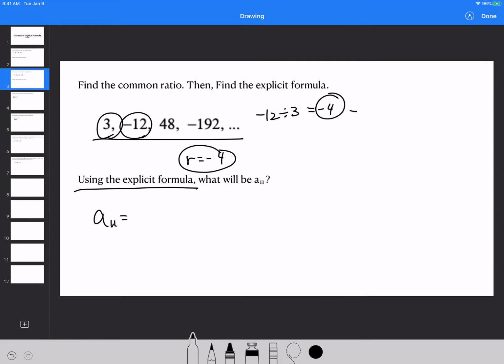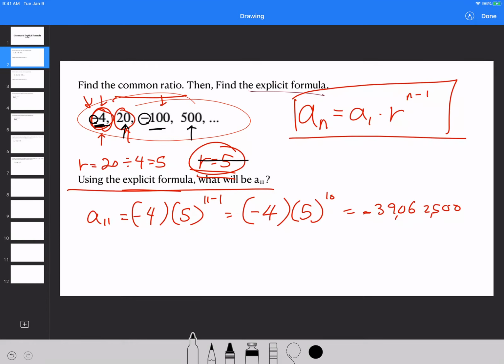A sub 11 is equal to the very first term, which is 3, times negative 4 raised to the power of 11 minus 1, which would mean it's 3 times negative 4. Oh, I'm sorry, did I make a mistake? I'm sorry, the r value here should be negative 5, and this should be a negative 5 here. But in the end, your answer should still turn out to be the same for this one.